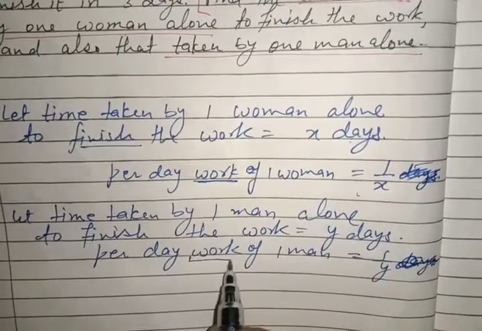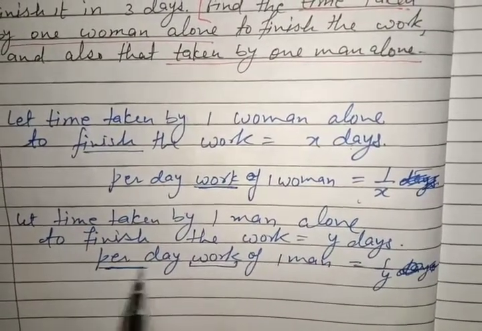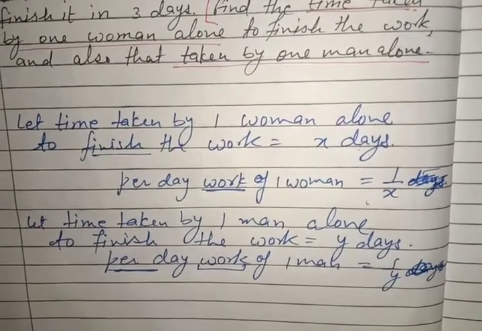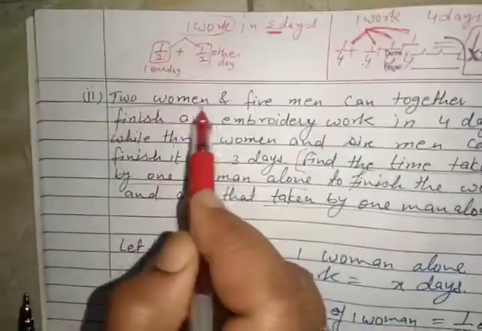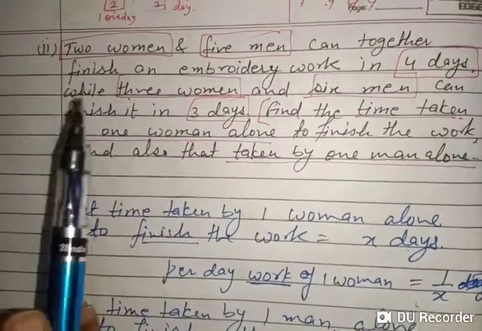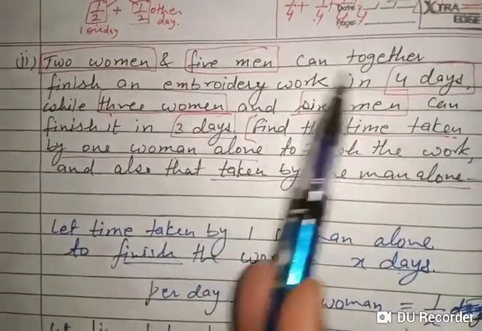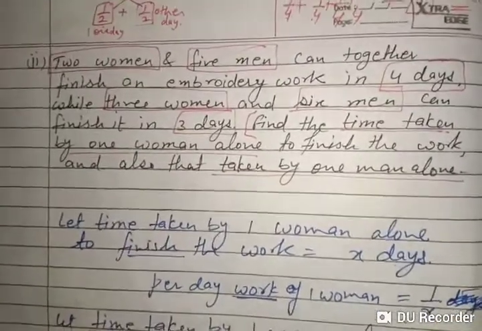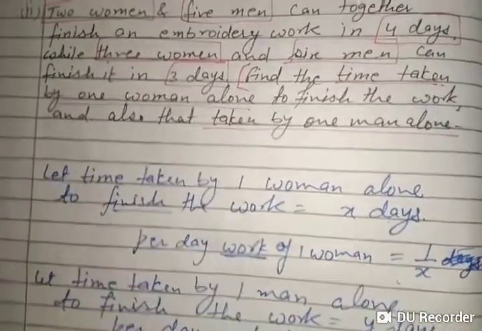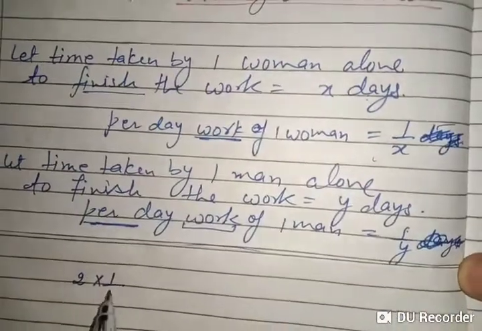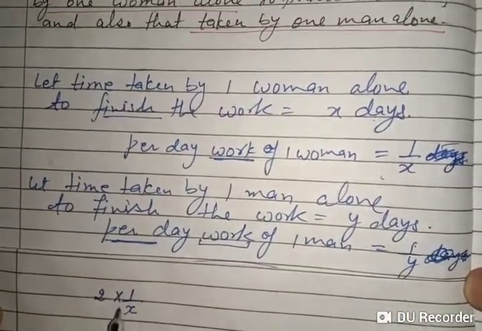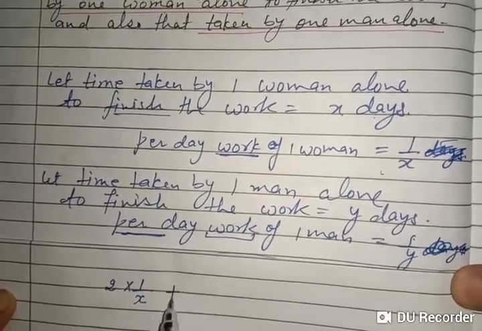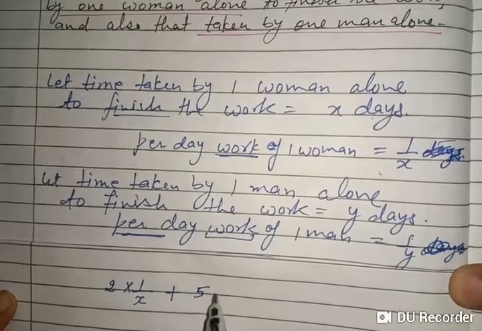Work that should be done in one day. Per day means one day is 1/Y. Now according to the question, two women and 5 men can together finish an embroidery work in 4 days. So the work of one day of one woman is 1/X, and two women is 2 multiplied by 1/X. Together means plus 5 men.